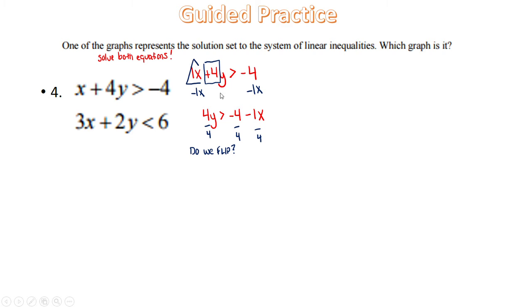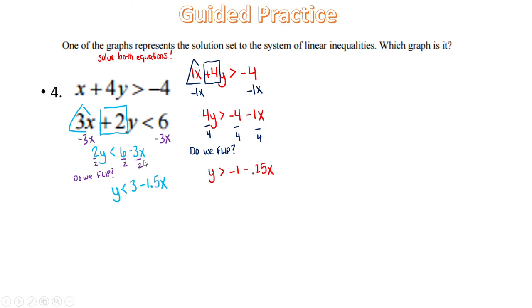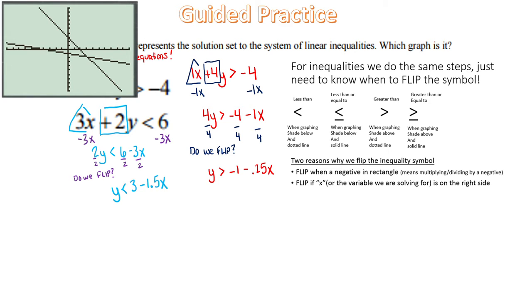Because y is on the left-hand side and I'm solving for y, and there's no negative that I'm dividing by, I do not flip. So it stays -1 minus 1.5x after I finish dividing. That's my first equation solved. Second equation, I would set up my rectangle triangle, subtract 3x on both sides, then divide them both by positive 2. Ask myself, do I flip? No, I do not. No negative in the rectangle. Y is on the left. So 6 divided by 2 is 3. Negative 3 divided by 2 is 1.5. Bring down my x.